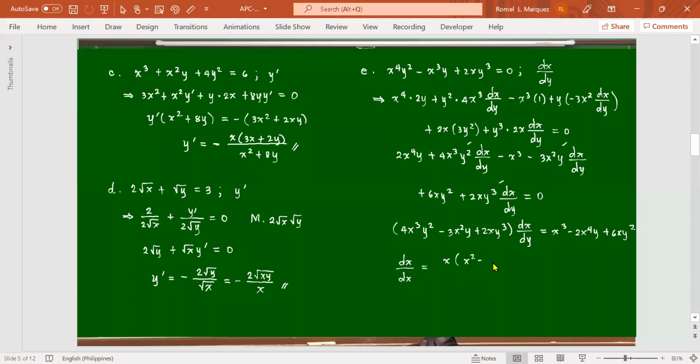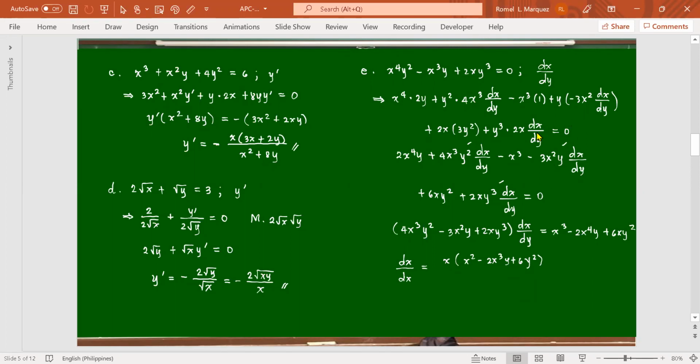X squared minus 2x cubed y plus 6y squared. Sir, question lang. Yes po. Mali ba ako? Clarification lang po. Yung sa 6xy squared po ba, hindi po ba magiging negative?